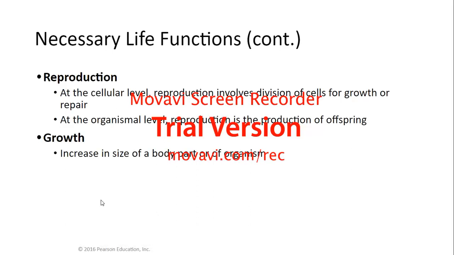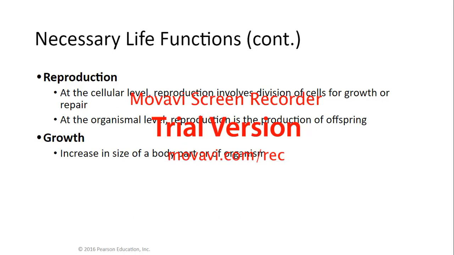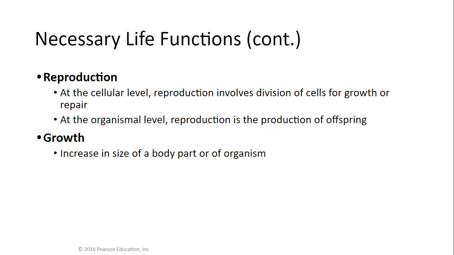All right, so reproduction. Cells are able to grow and reproduce and produce other cells. So you have reproduction at the cellular level, because skin cells, hair cells, they all grow, they die, and they need to be replaced. And then you also have reproduction at the organism level, when you produce offspring. And then you have growth, an increase in size of a body part or of the organism.